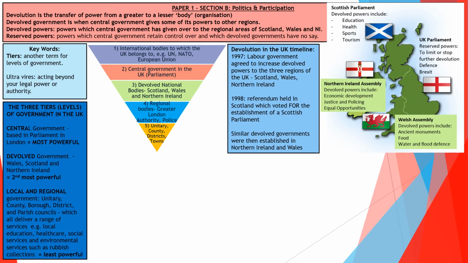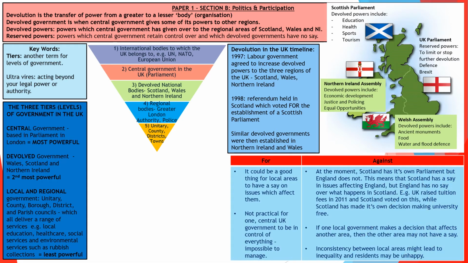Devolution as a timeline, it began in 1997 under Labour. So Labour agreed to increase the powers given to the different regions of the UK, so to Scotland, Northern Ireland and Wales. By 1998, a referendum had been held in Scotland which voted for an establishment of the Scottish Parliament.